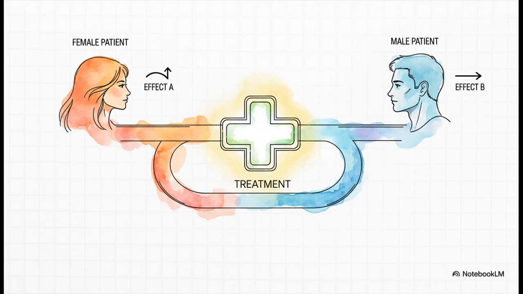To make this really hit home, let's grab the example from our source material. Imagine we're testing a new medical treatment. An interaction effect here would mean that the success of this treatment isn't just one simple number. Now, it might work really well for females, but maybe not so well for males. See? The effect of the treatment depends on the patient's gender.